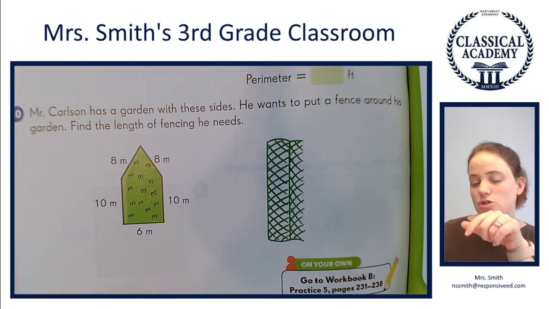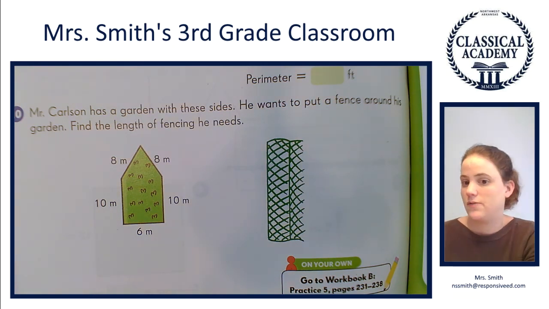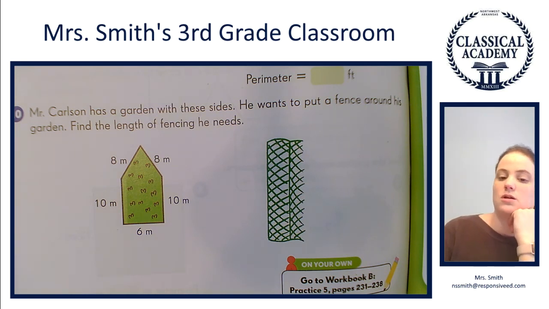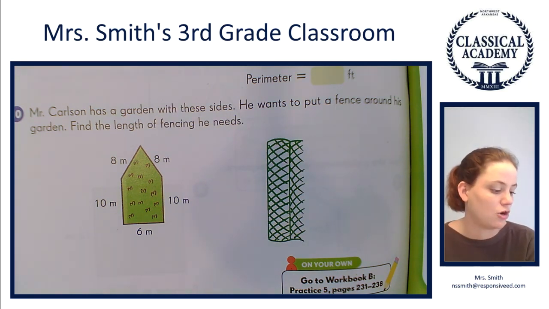Remember, you don't just put meters, you put fencing because the unit matters. Does he need 42 meters of cotton candy? 42 meters of rope? Nope, he needs 42 meters of fencing. So make sure to be specific in your answers.